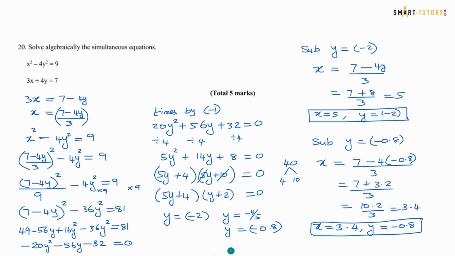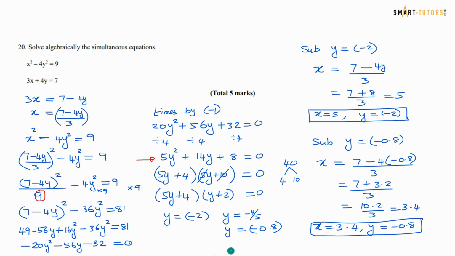So 7 minus 4y over 3, the whole thing squared, minus 4y squared equals 9. So you expand this one, 7 minus 4y whole thing squared, 3 squared is 9, then minus 4y squared equals 9. To get rid of this 9, I'm going to multiply everything by 9. So 7 minus 4y whole thing squared minus 9 times 4 is 36, 9 times 9 is 81. You simplify that and you get 5y squared plus 14y plus 8.